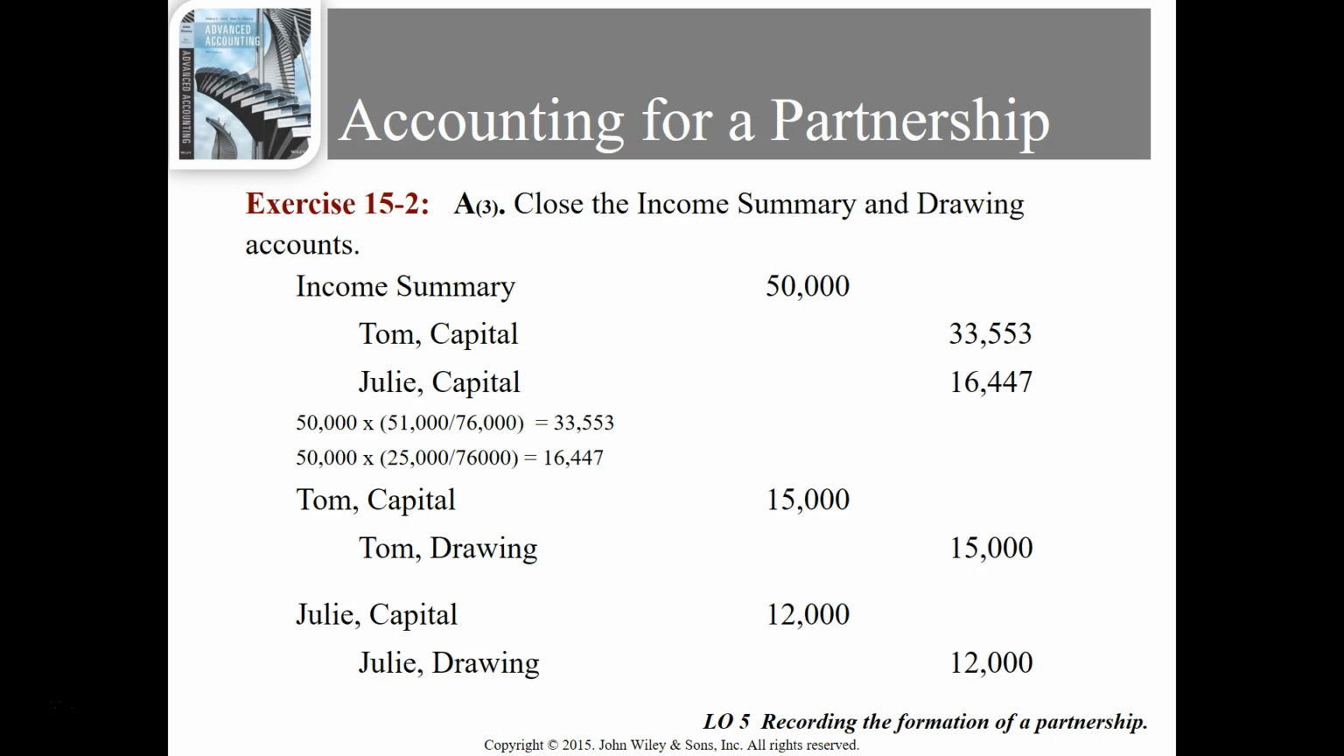According to the fact pattern, we had a profit of $50,000. This 50 is to be split between Tom and Julie in the respective capital. Since Tom gave 51,000 of the 76, he obviously is getting more capital put into his account than Julie. So of the $50,000, 33,553 went to our friend Tom, while 16,447 goes to Julie. We then close out Tom's drawing account to his capital account, and the same with Julie's drawing account as well.